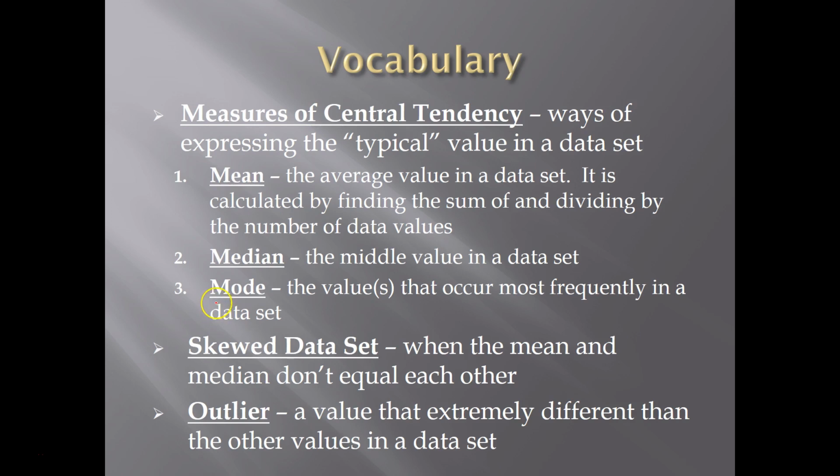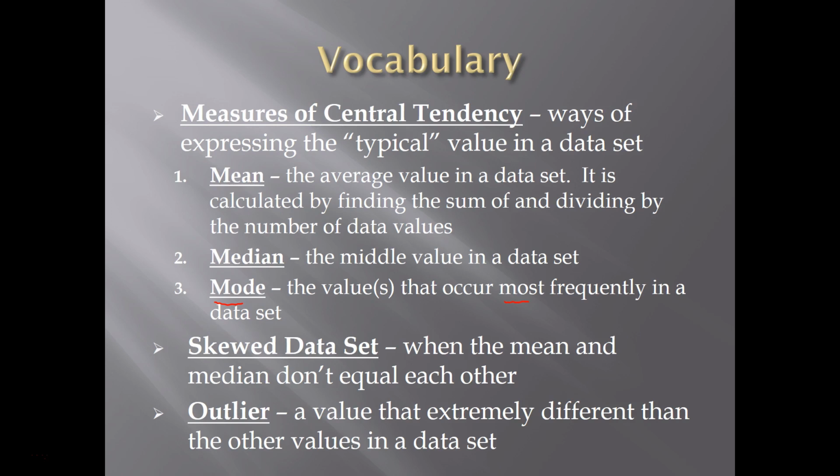The first two letters in the word mode are M-O, and the first two letters in the word most are M-O. So those kind of go together, mode and most. All right, so those are maybe just some little mnemonic devices to help you remember which one is which: mean, median, and mode.